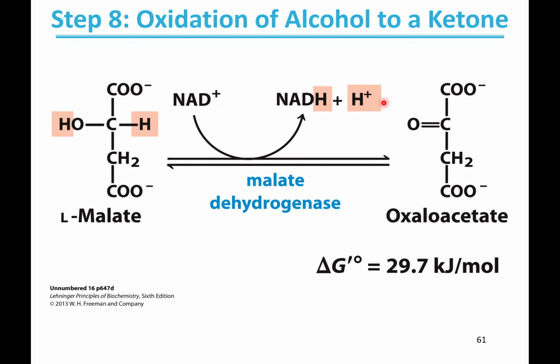The final step in the citric acid cycle: we have malate being oxidized to oxaloacetate. We're oxidizing that alcohol group on malate, reducing NAD to NADH. When that's done, we have that 4 carbon molecule, with 2 acids on each side, 1 ketone and 1 methylene, which is oxaloacetate. You'll notice that this is not very favorable, which is one of the key differences between this step and the other steps in the citric acid cycle.